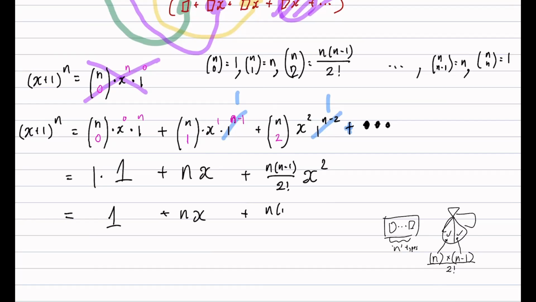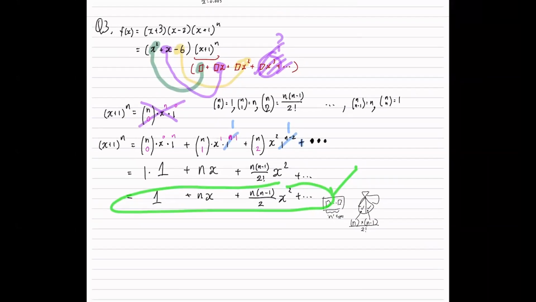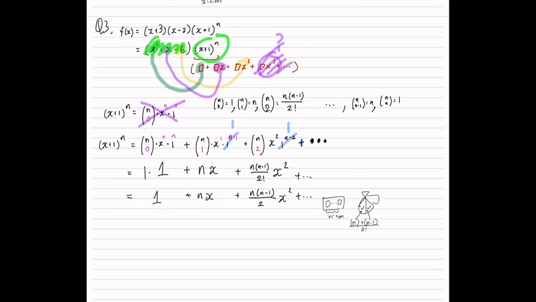I'll just simplify it as n times n minus 1 over 2 x squared plus dot dot dot. Is this part okay? Okay, good. Then what did they tell us? They tell us that the expansion of f of x, which is x squared plus x minus 6 multiplied by x plus 1 to the power n, will give us the coefficient of the quadratic term to be 2.